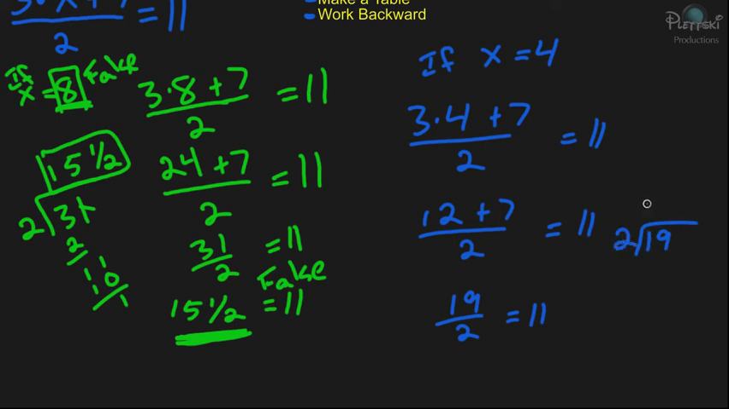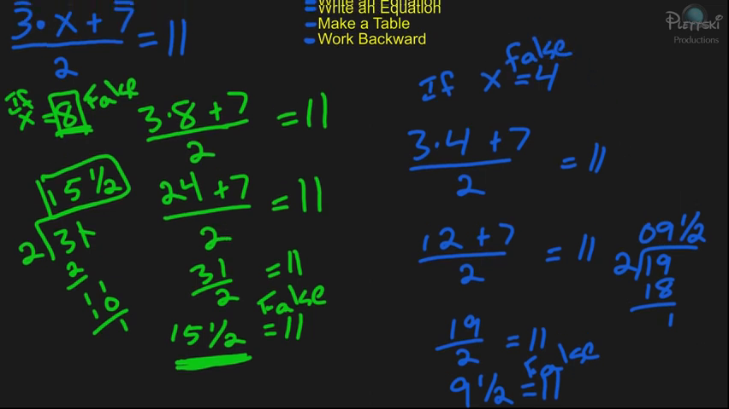2 doesn't go into 1. Does 2 go into 19? Yeah, it goes in 9 times. 9 times 2 is 18. And you're left with a remainder of 1. So you can write that as 9 and 1/2. So you have 9 and 1/2 equals 11. Well, that's false. 9 and 1/2 does not equal 11. So x equals 4 is going to be false.